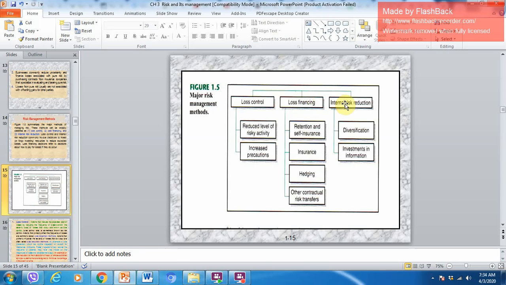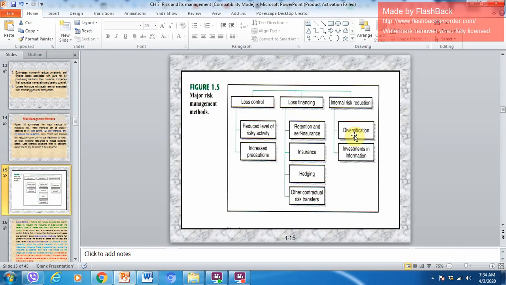Businesses can reduce the risk internally. There are two major forms of internal risk reduction. The first one is diversification, and the second one is investment in information. Regarding the first of these, firms can reduce risk internally by diversifying their activities, for example, not putting all their eggs in one basket. Individuals also routinely diversify risk by investing their savings in many different stocks.